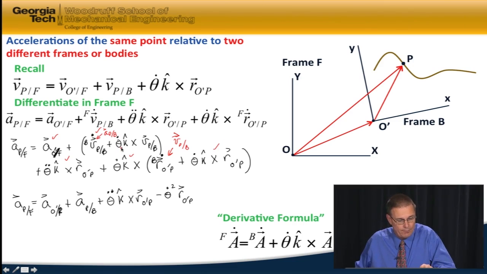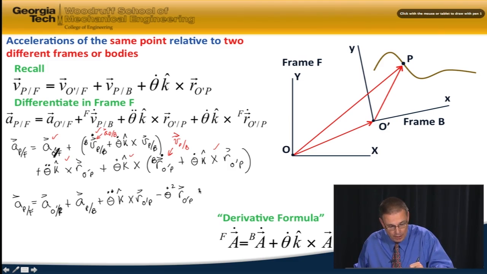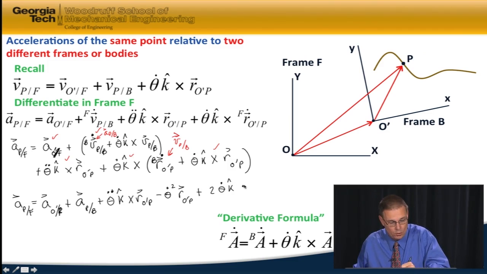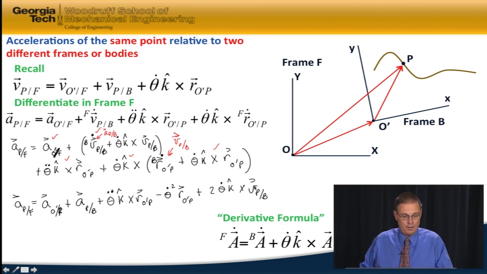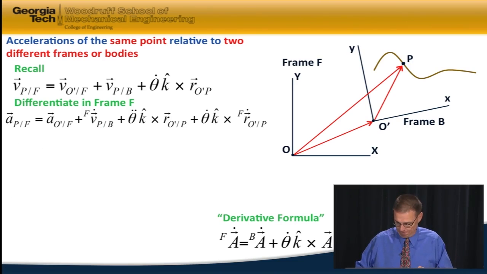And then I still have theta dot k crossed with vp with respect to b, and theta dot k crossed with vp with respect to b. So that's plus 2 theta dot k crossed with vp with respect to b. All right, so I'll show that on the next slide.